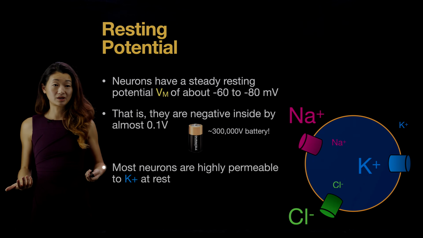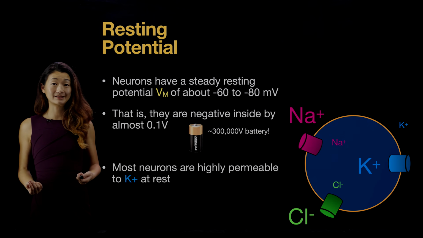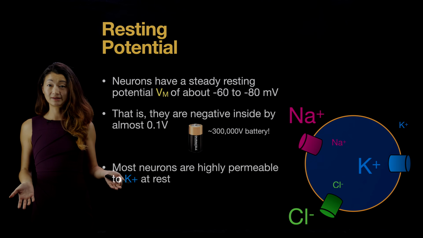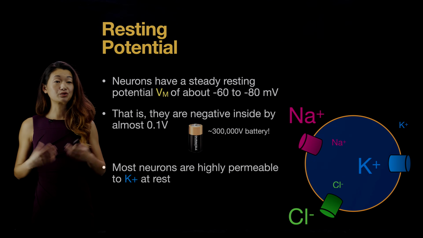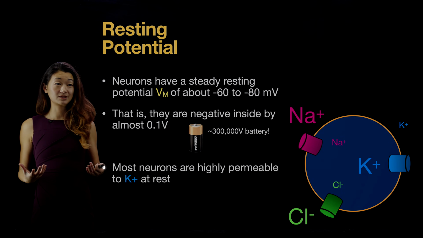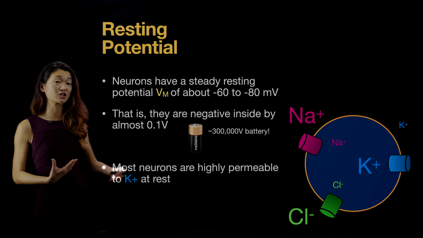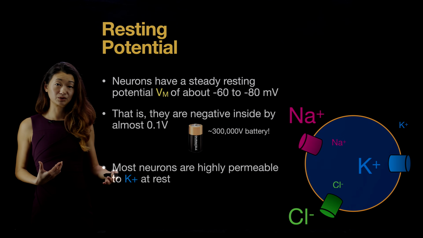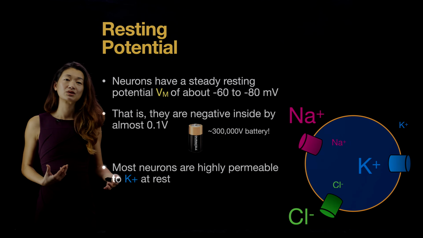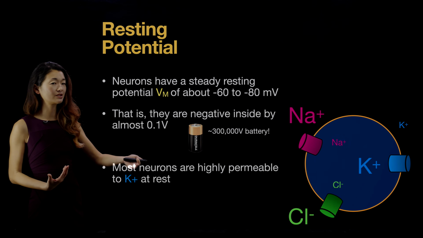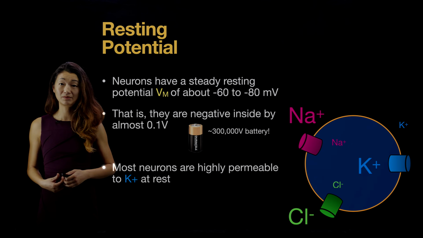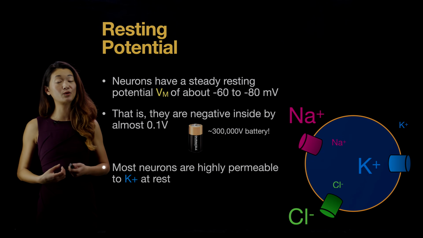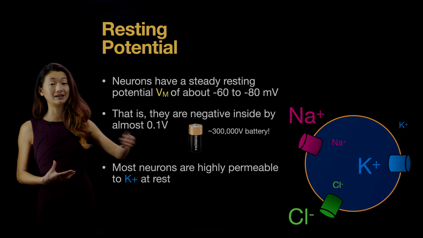Additionally, most neurons are highly permeable to potassium at rest. Now, I told you before that cell membranes are impermeable to ions, and that's true. Okay? The trick here is that the reason the cells do this is because they actually are then able to express proteins and then control which ions they want to be permeable to at what times. So one observation we can make is that most neurons are actually pretty permeable to potassium at rest because they express specialized ion channels that are selective for potassium and allow potassium to pass in and out as they will.